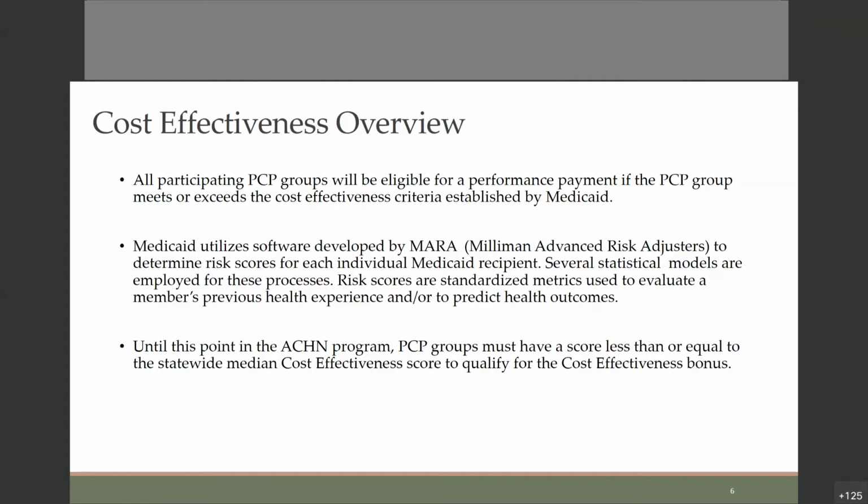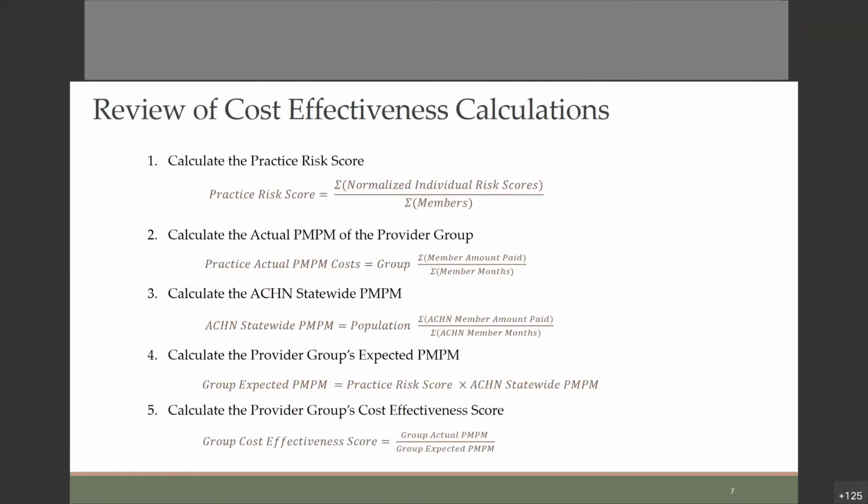Now I will give it to Courtney. She will go over the cost effectiveness methodology as well as the adjustments made to the cost effectiveness methodology.